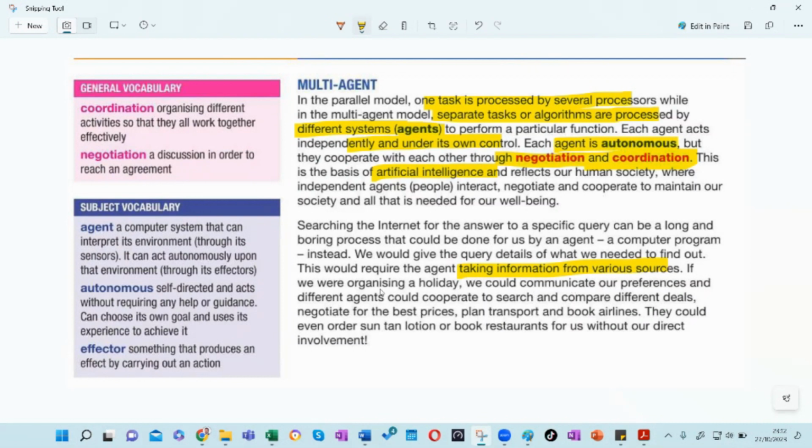If we were organizing a holiday, we could communicate our preferences, and different agents could cooperate to search and compare different deals, negotiate for the best prices, plan transport, book airlines, right? They could even order suntan lotion or book restaurants for us without our direct involvement.